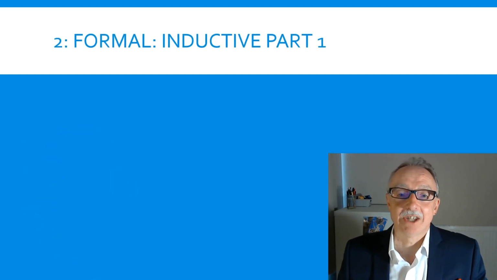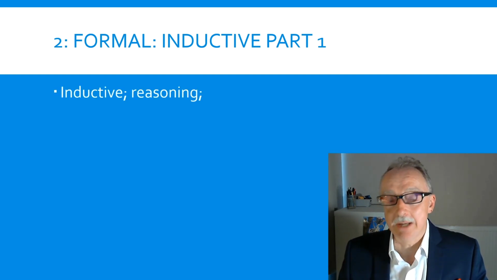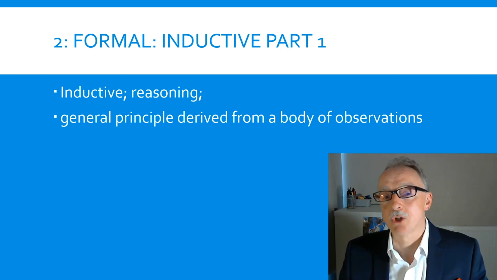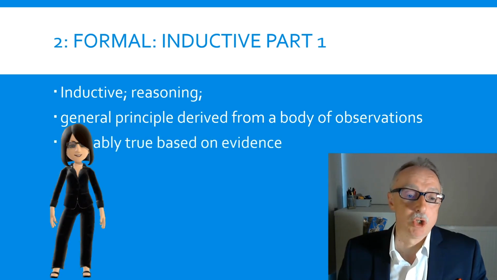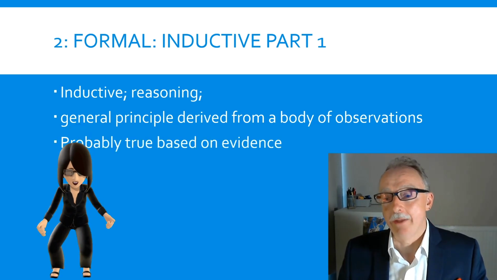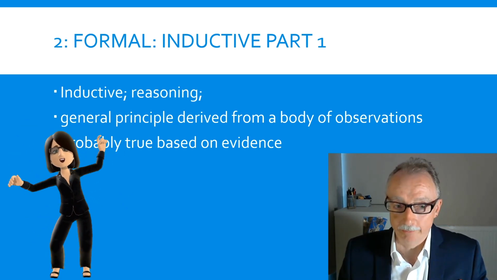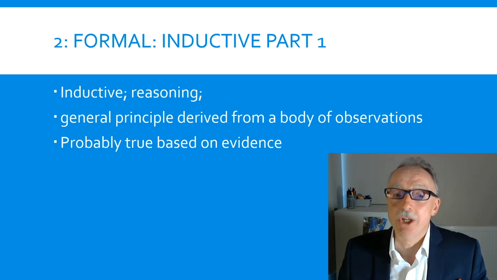Okay, so in contrast to deductive reasoning, we have what is known as inductive reasoning, and there are four elements to that, and it's part of the field of formal logic. It's based on a body of observations which give rise to a general principle. In short, you are able to say that a particular statement is probably true based on the evidence in front of you. That then is inductive reasoning. Let's move on to the next part.